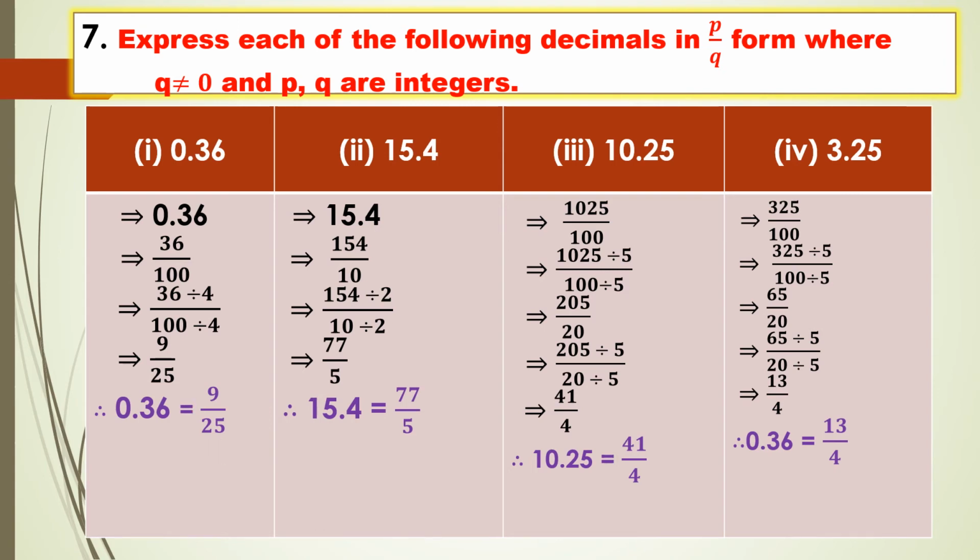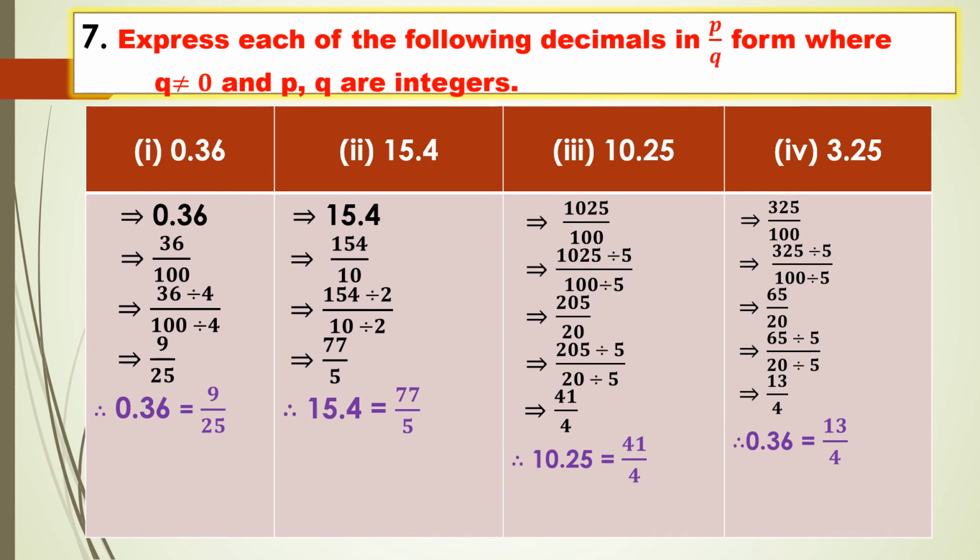Next, here after the decimal one digit is there, so divide by 10 only. 1 digit, divide by 10; 2 digits, by 100; 3 digits means by 1000. Here the last digits are 4 and 0, so I divided by 2. It is 77 by 5. In the 5 table, 77 doesn't go, so I stopped here and wrote 77 by 5.